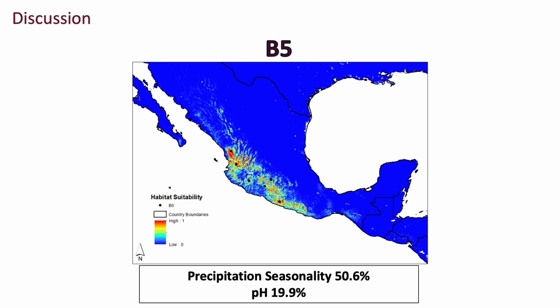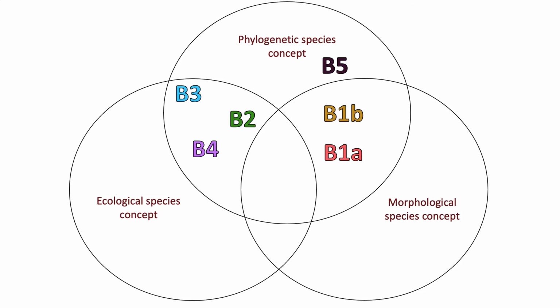And this lineage also has an interesting distribution. It's distributed across the Sierra Madre and also at the intersection of the Trans-Mexican Volcanic Belt. So this is geologically a very interesting place. And this is also a higher montane lineage as well. And we can see that precipitation seasonality is especially important for this group.